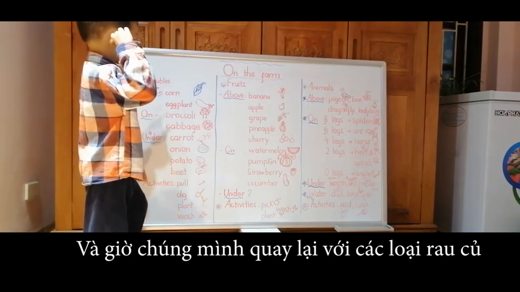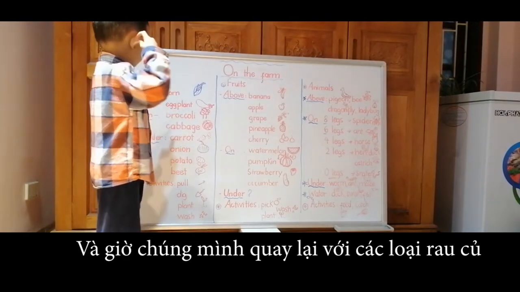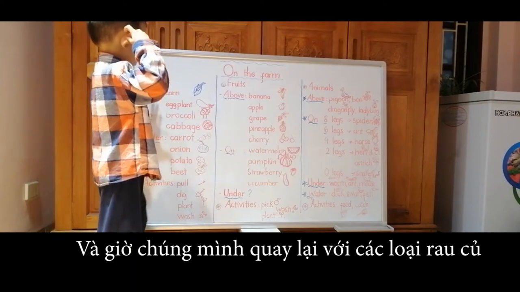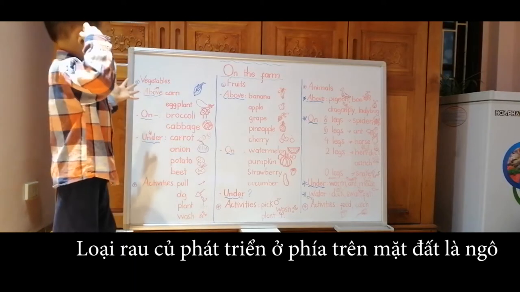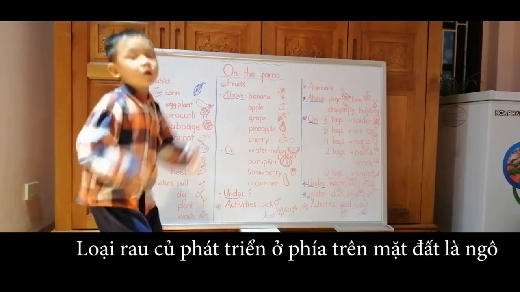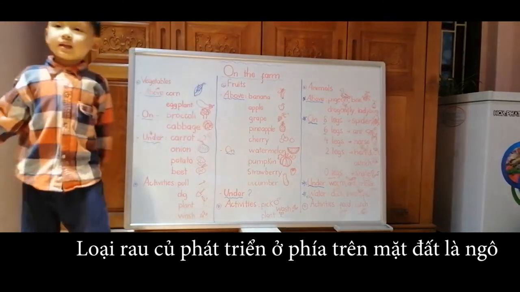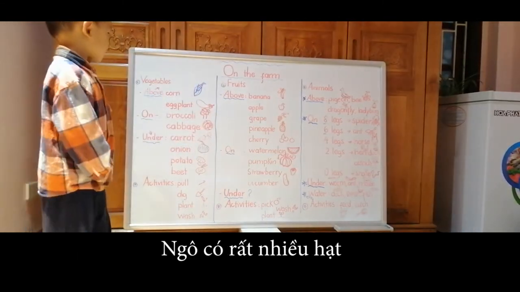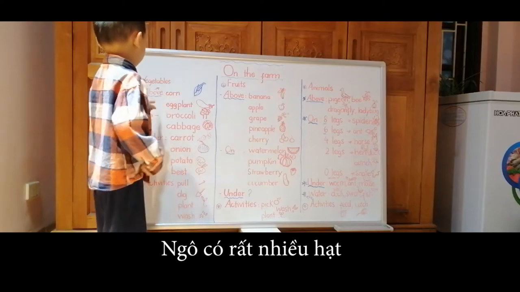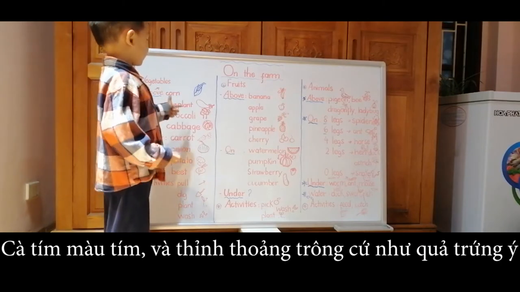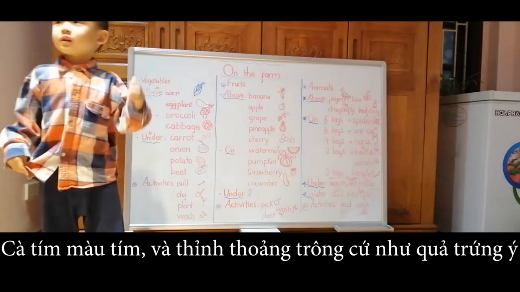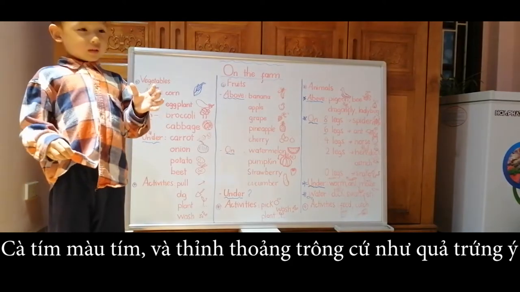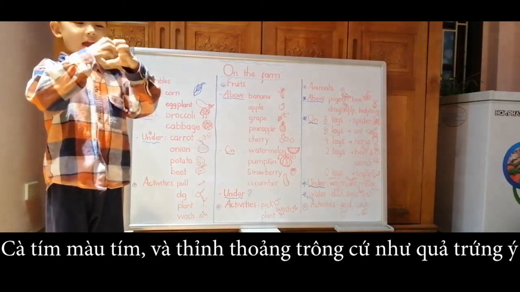And now we can buy the vegetable. The vegetable above the ground is corn. It mainly has seed. And eggplant is purple. Sometimes it looks like an egg.